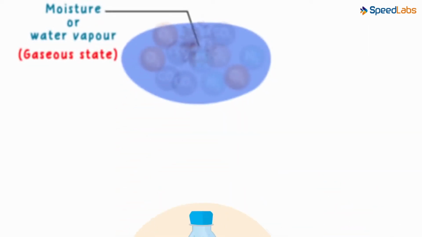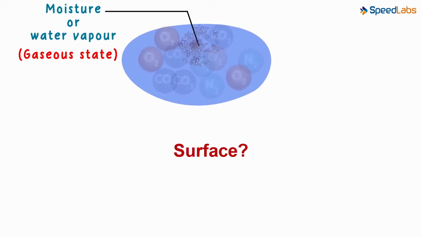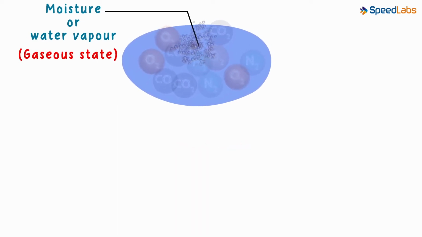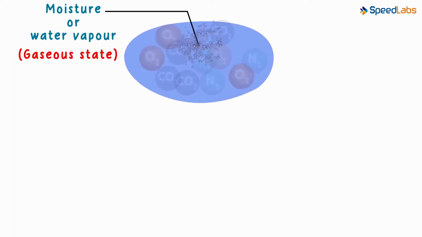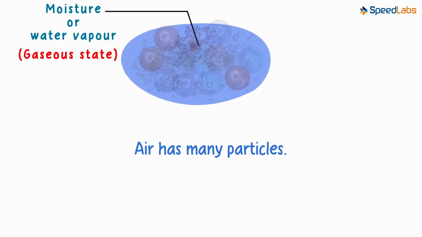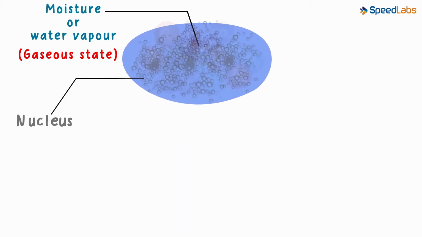But in this example, the droplets do have the surface of the bottle to rest on. What about the droplets which are up in the sky? On which surface do they rest? You'd assume that there's no surface in the sky on which these droplets can rest. But as we know, the air has many particles. There are several dust particles and they serve as a nucleus.